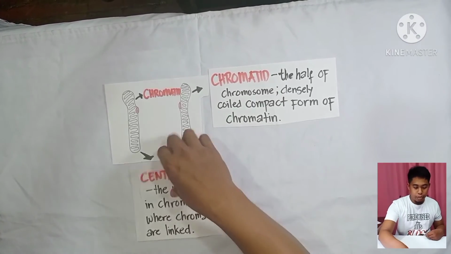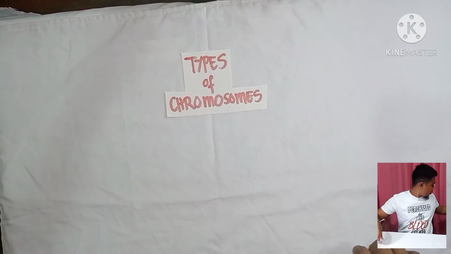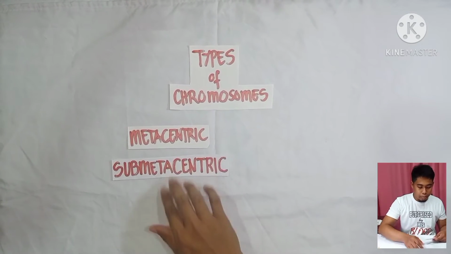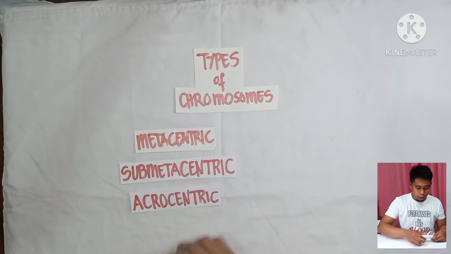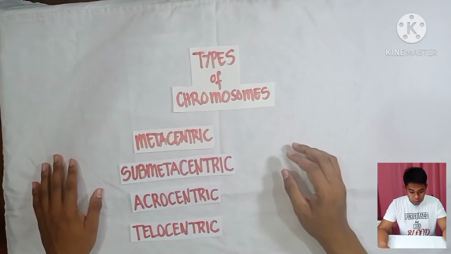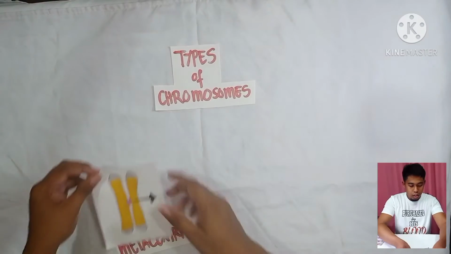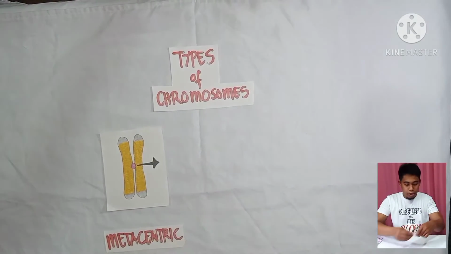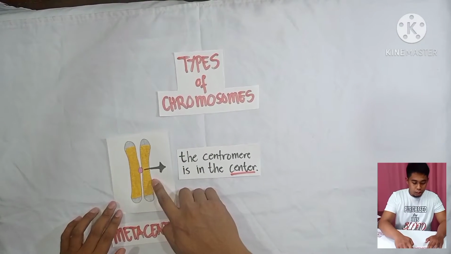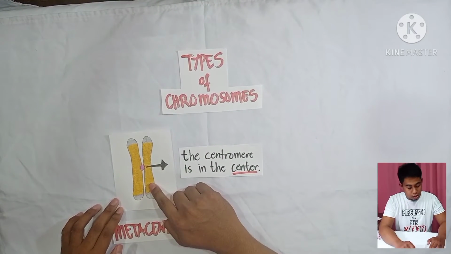So there are different types of chromosomes. First, we have metacentric. Second, submetacentric. Third, acrocentric. And fourth, telocentric. So what are the differences between these types of chromosomes? When we say metacentric, the centromere is in the center of the chromosome. As you can see here, the centromere equally divides the chromosome.